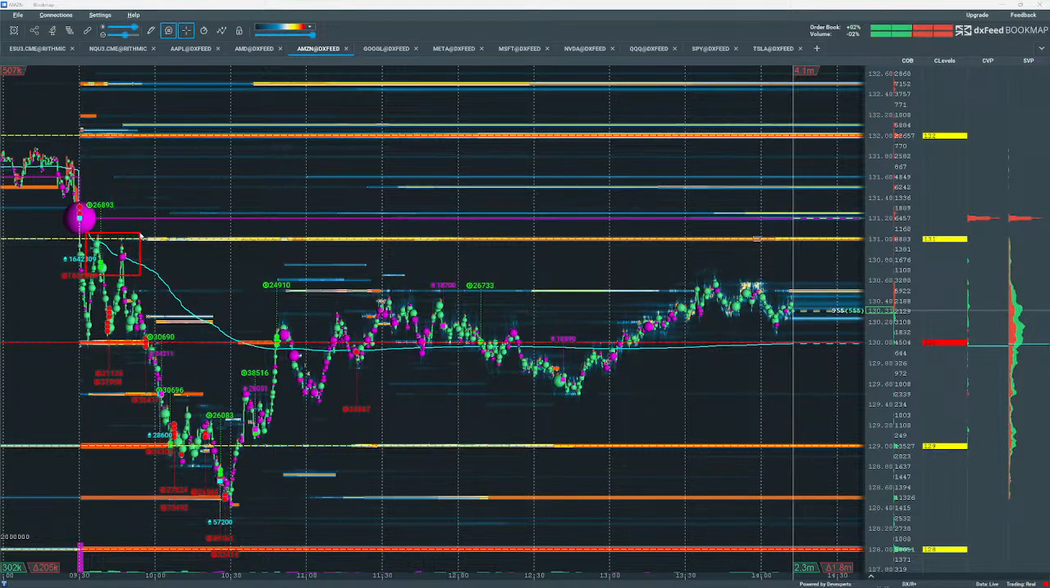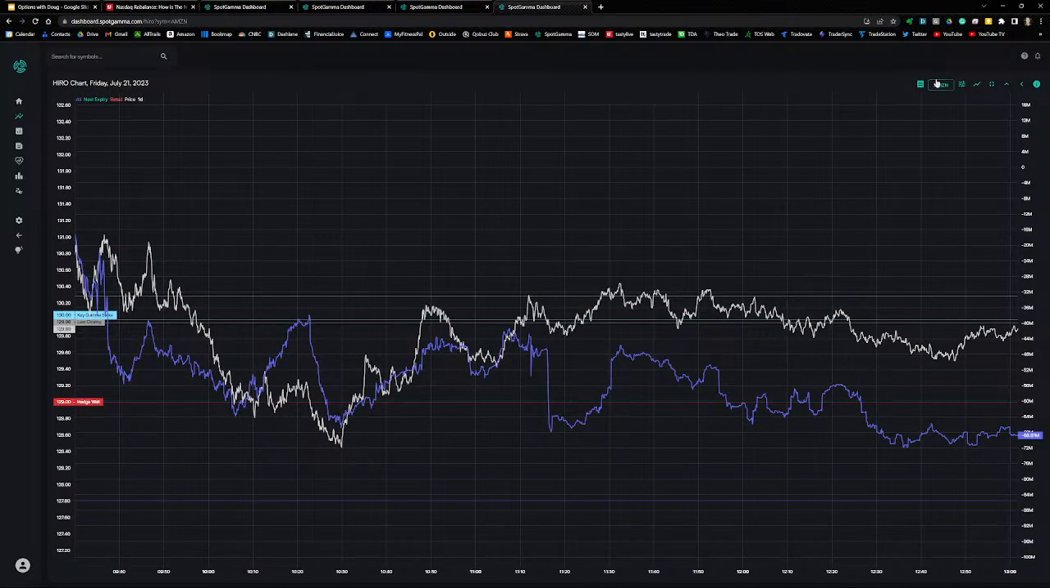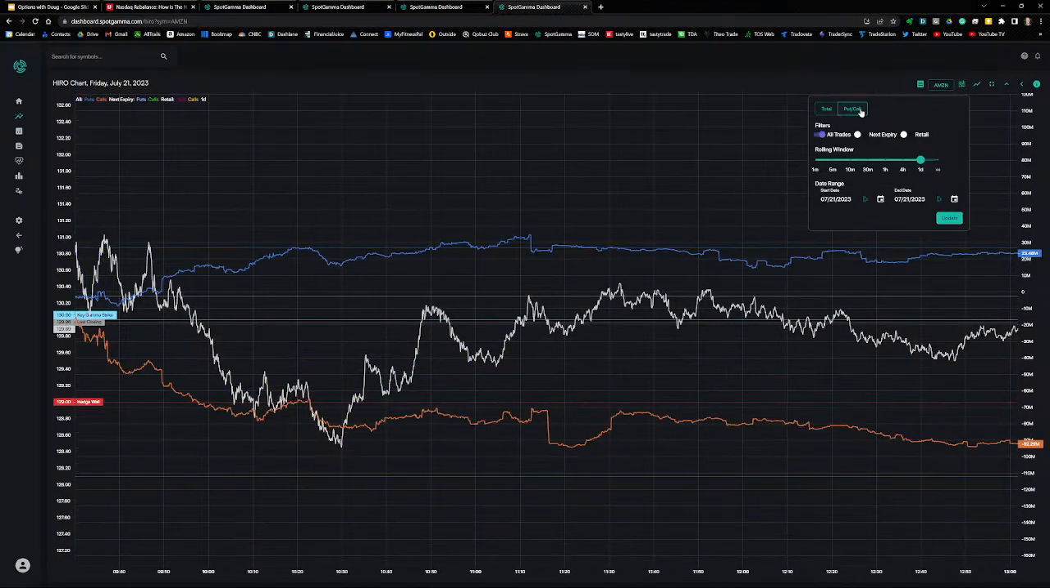So there's Amazon, a couple of short entry points at VWAP. That's that light blue line. Go back to Hero. So for Amazon, traders are selling calls, shown by the falling orange line. They're also selling puts, shown by the positive number for the blue line.